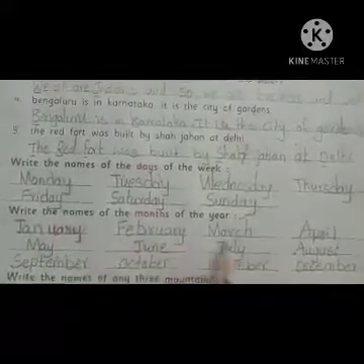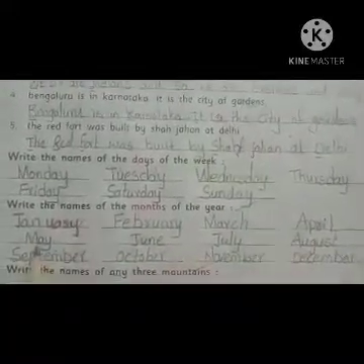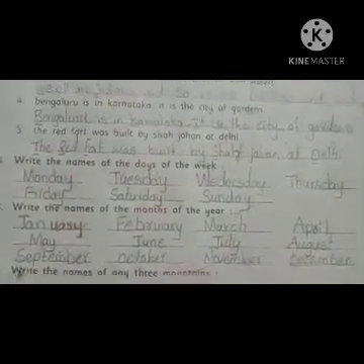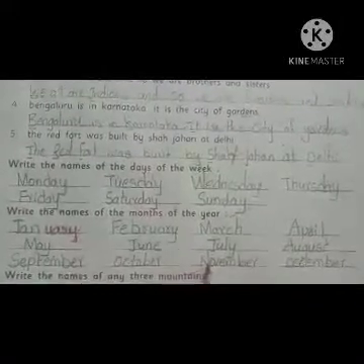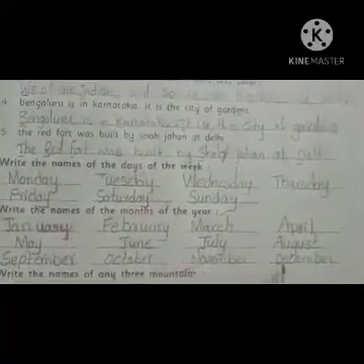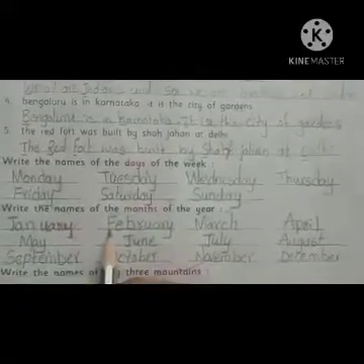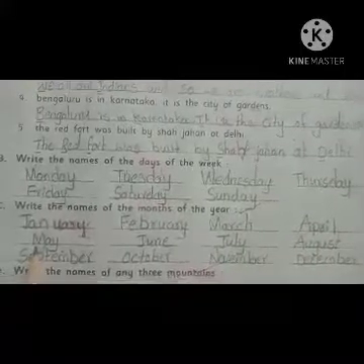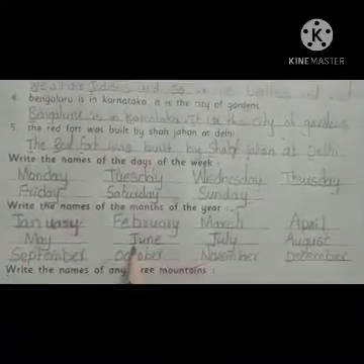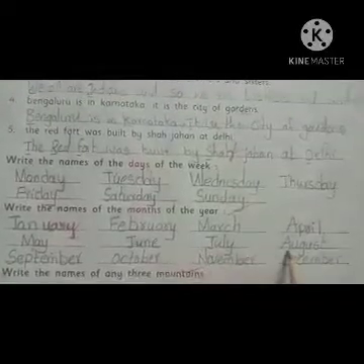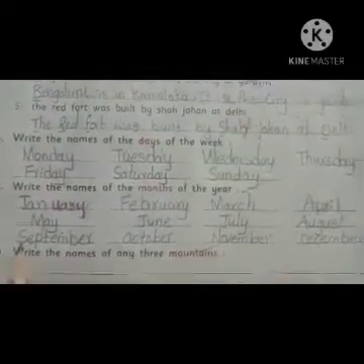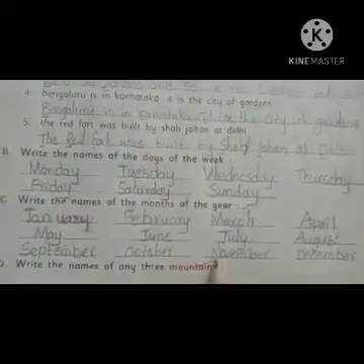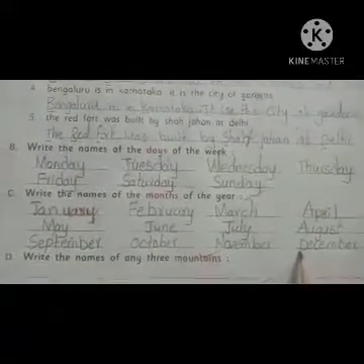January, February, March, April, May, June, July, August, September, October, November and December. Here see, J is a capital letter, F is a capital letter, M is a capital letter, A is a capital letter, M is a capital letter, J is a capital letter, and here also J is a capital letter, A is a capital letter, S is a capital letter, O is a capital letter, N is a capital letter, and D is also a capital letter.